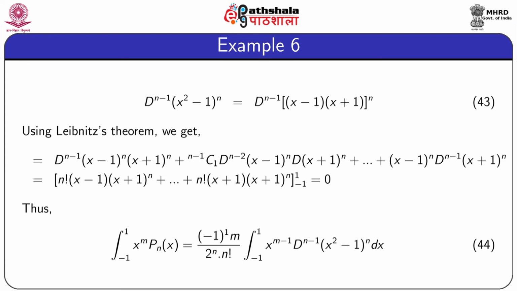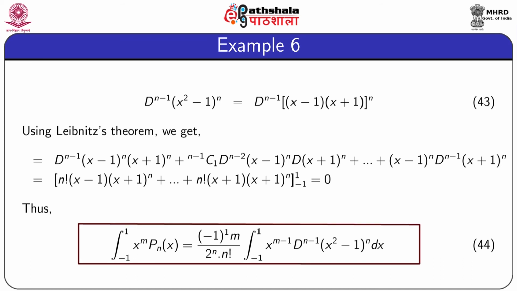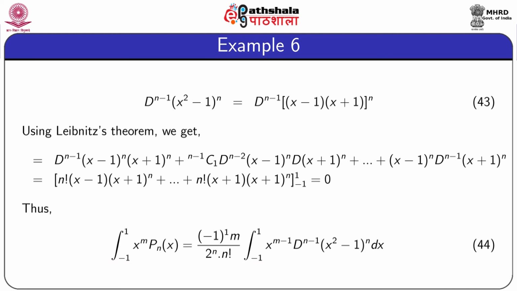The limit goes from minus 1 to plus 1, and this value is 0 if you substitute x equal to plus 1 or x equal to minus 1, and hence we get integration from minus 1 to plus 1 of x to the power m P n x is equal to minus 1 whole to the power 1 into m divided by 2 to the power n into n factorial, integration from minus 1 to plus 1 of x to the power m minus 1 into the (n minus 1)th derivative of (x square minus 1) whole to the power n dx, given by equation number 44.